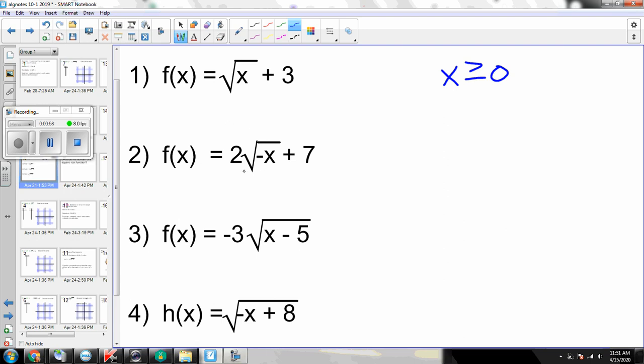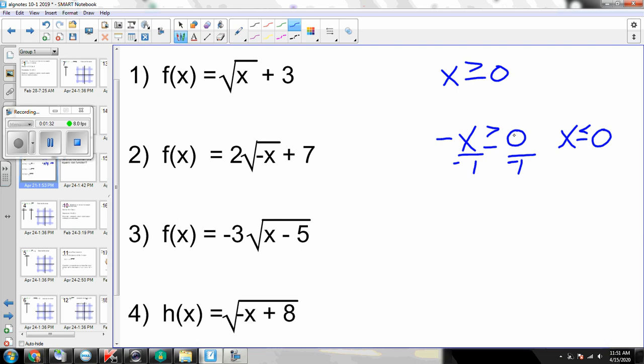On number 2, I'm trying to describe what values can x be when I describe the domain. If I look at the x, there's a negative x under the radical. That means negative x has to be greater than or equal to 0. Well, I just want to know what x can be, so I'm going to solve this inequality by dividing by a negative 1. When I divide by a negative, I have to flip my sign. So it's x is less than or equal to 0. X can be all real numbers less than or equal to 0.